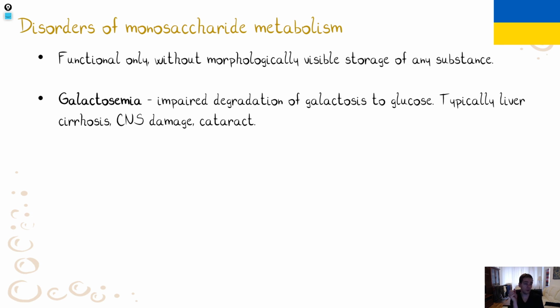And this is the last information. There's also a group of disorders of monosaccharide metabolism, and this is similar to disorders of amino acids. Those diseases are mainly functional. There is usually no morphologically visible storage of any substance, and we should mention galactosemia. Galactosemia is impaired degradation of galactose to glucose, and those patients usually manifest with accelerated liver cirrhosis, CNS damage, and accelerated cataract.